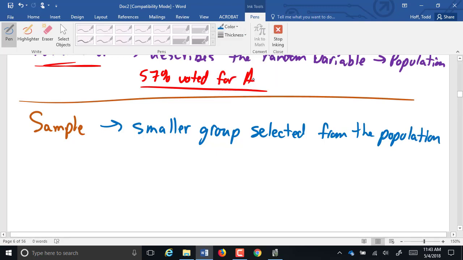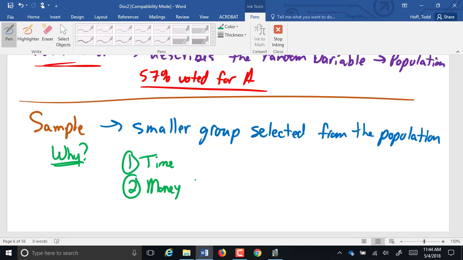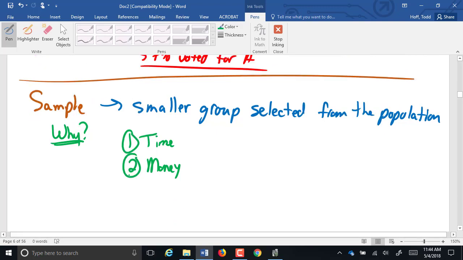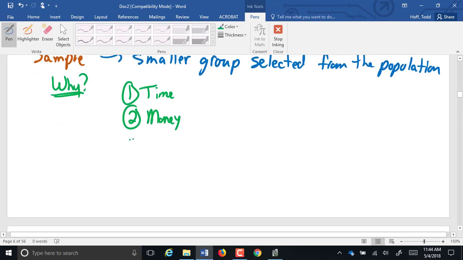So the question is, why do we select a sample? Well, there's a lot of reasons why. The first couple are pretty obvious, and they're usually linked together: time and money. Surveying every potential voter in the district would take a lot of time, and it would get to be expensive. The other ones are not quite as obvious, but just as important.